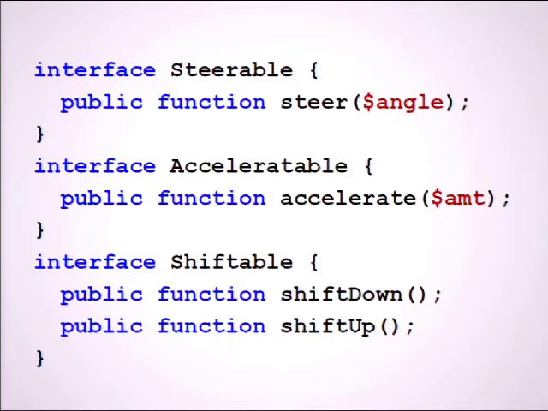Let's make a steerable interface. So we could now plug in a car. We could plug in a remote-controlled car. We could plug in a boat, we could plug in an airplane. All we care about is that we can control the direction. We can go left or we can go right within some angle of 360 degrees. We have an acceleratable interface. The car is acceleratable because it can accelerate and it can decelerate and we can shift it.